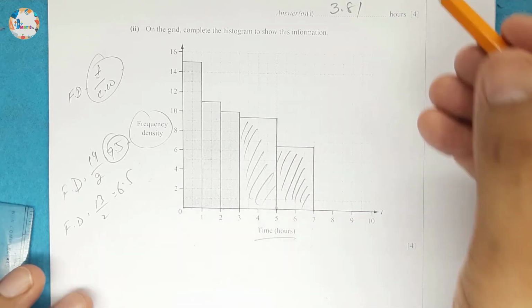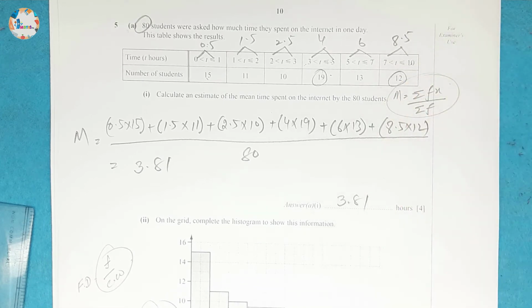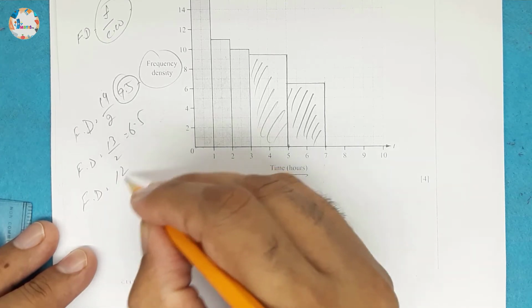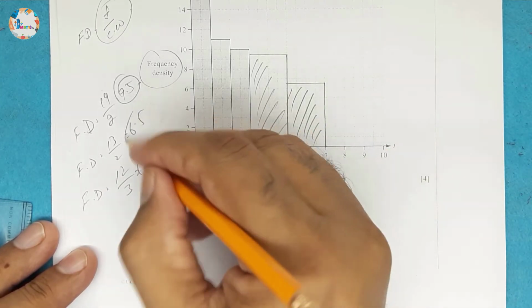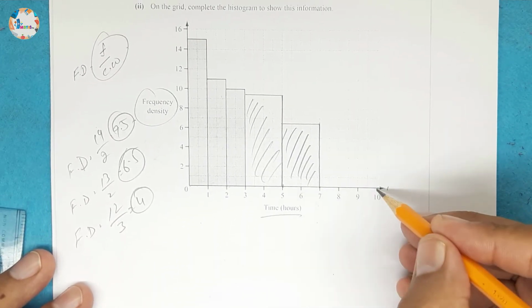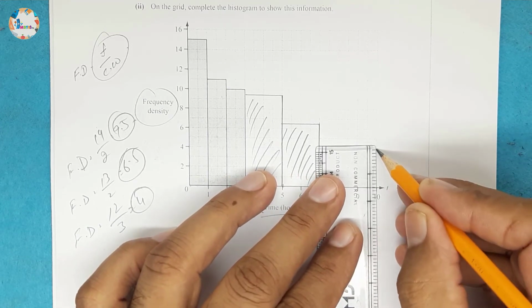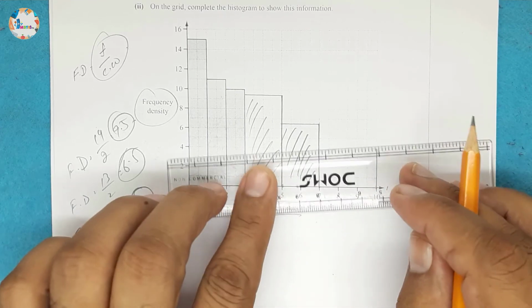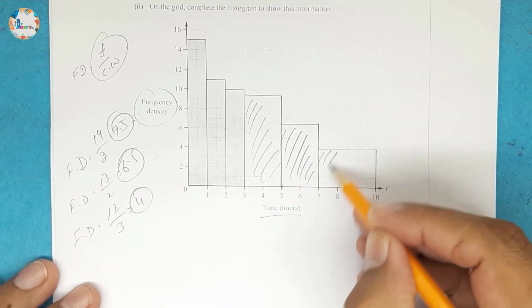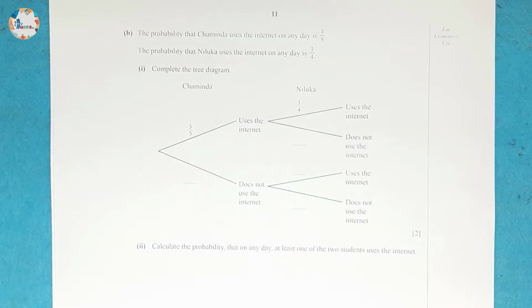For the last one, the class width is 3 and the frequency is 12, so frequency density is equal to 12 divided by 3, which is equal to 4. So 7 to 10 will be this one, and we have to take it up to 4 over here. So this will be the top of the bar and this will be the block. Hopefully you understood this.